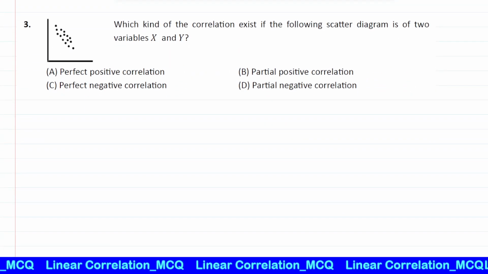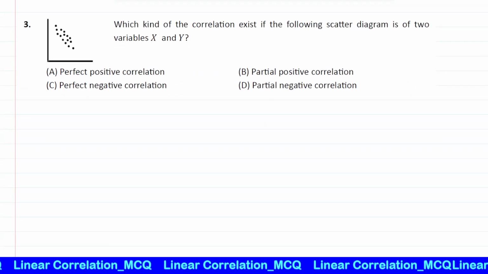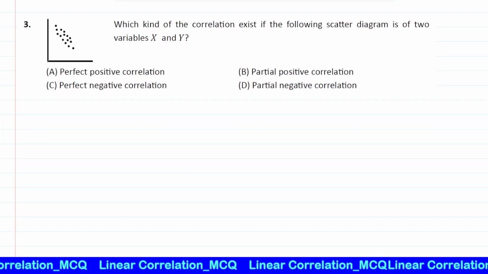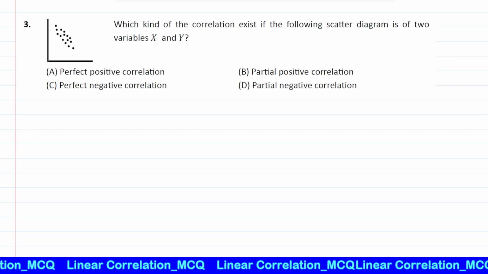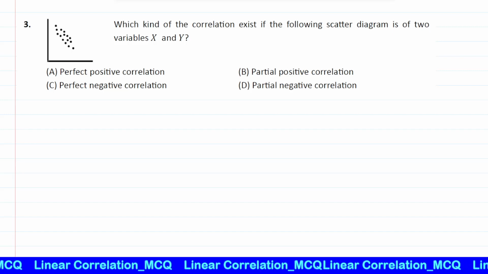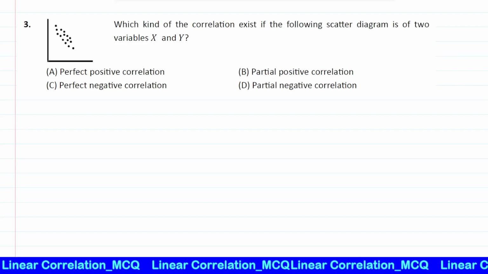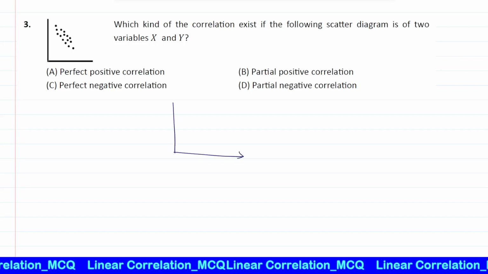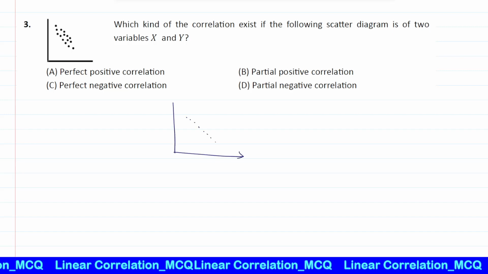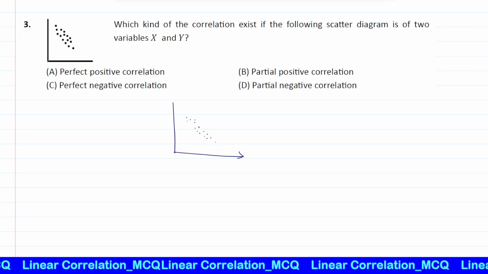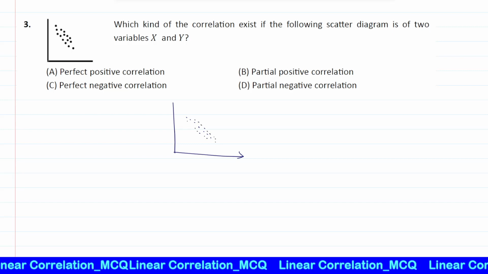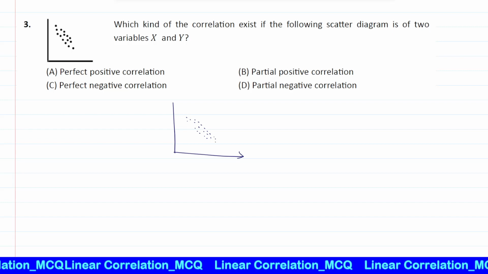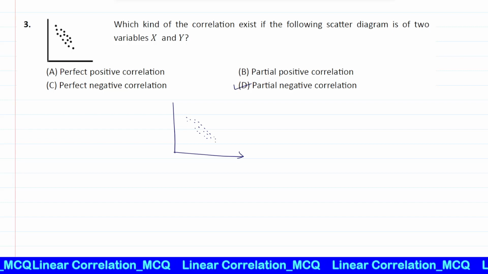Third question is also regarding scatter diagram. Which kind of the correlation exists if the following scatter diagram is of two variables x and y? See, all the points lie around a straight line, and the straight line is in decreasing order. So there is partial negative correlation between two variables. Option D is correct option.